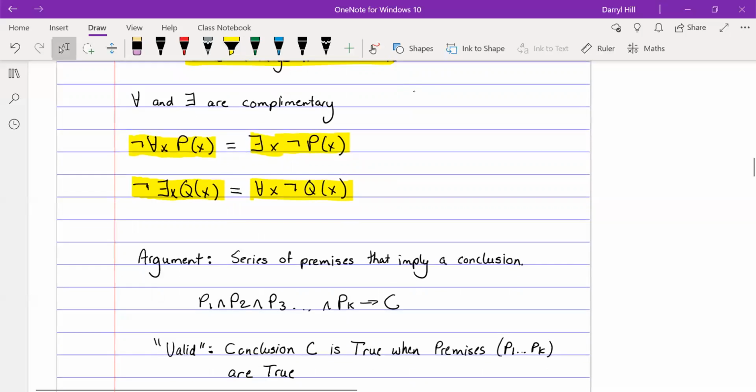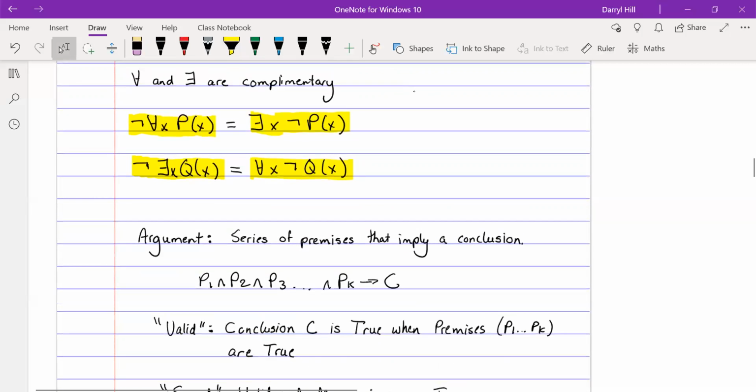All right. Questions about the quantifiers?